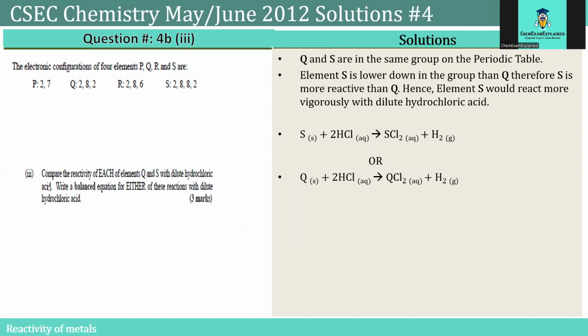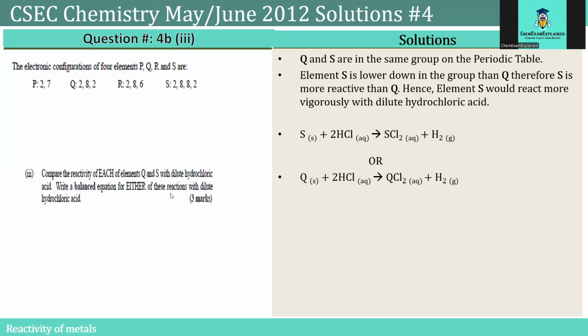B, part 3. Compare the reactivity of each of the elements Q and S with dilute hydrochloric acid. Write a balanced equation for either of these reactions with dilute hydrochloric acid. So again, let's look at Q. We see that Q is a metal with 2 electrons on the valence shell, and S is also a metal with 2 on the valence shell. But you'll notice that the valence electrons in S is further from the nucleus than in Q, which would make S more reactive. Hence, even though both would have the same type of reaction, the reactivity would be more vigorous in S than in Q.